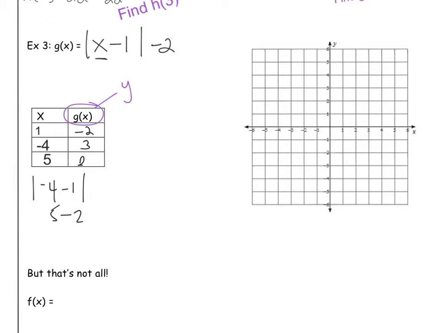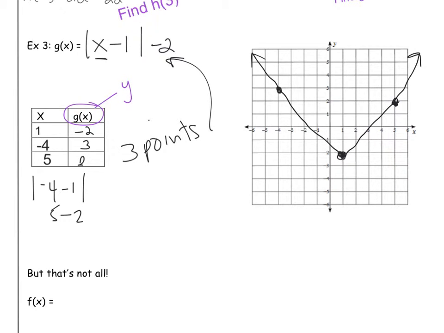So what I have here are 3 points that live on this graph. So let's go ahead and plot these 3 points. When x is 1, y is -2. So that is here. When x is -4, y is +3, that is here. Sorry about that. And when x is 5, y is positive 2. So that is here. And then we will go ahead and connect the dots nice and neatly.